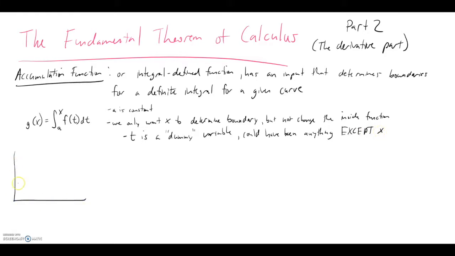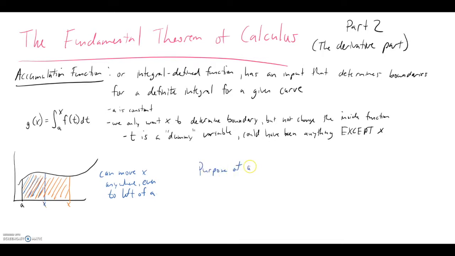Looking at a graph of the curve f, what we're evaluating is the integral, or the area, from a constant boundary a to some variable end boundary x. So we could stop that here, or we can move x farther along and create a new area. And the idea is we can move x anywhere, even to the left of a if we wanted to.